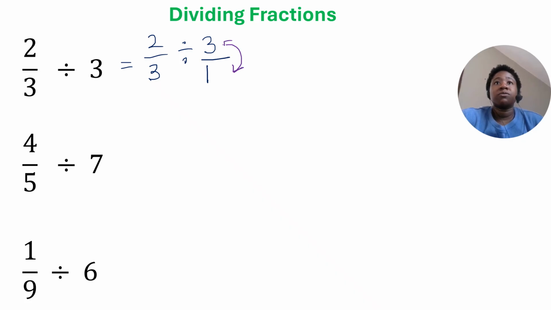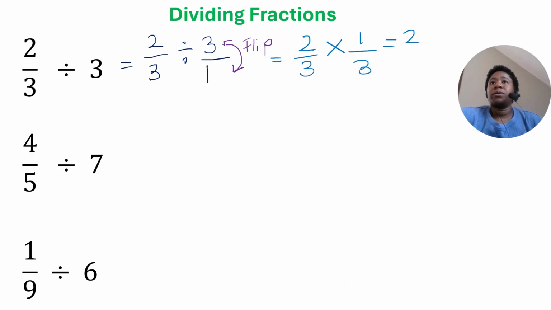So we're going to flip 3/1. And when we flip that, we get 2/3 multiplied by 1/3. And then we're going to just multiply the numerators and then multiply the denominators. 2 times 1, 2. 3 times 3, 9. So 2/3 divided by 3 is 2/9.